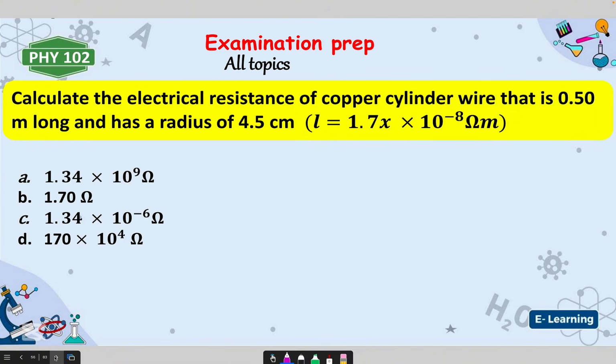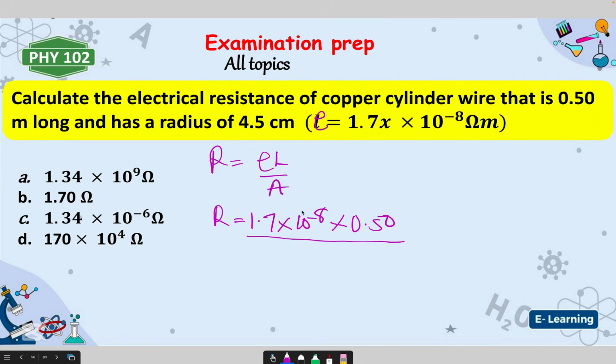Calculate the electrical resistance of a copper cylinder wire that is 0.5 meter long and has a radius of this. This is the resistivity. Now, calculate the resistance. Resistance is resistivity times L divided by A. Our resistivity is 1.7 times 10 raised to the power of minus 8. Our length is 0.5 meter. Now the area will be the area of a circle, which is pi r square.